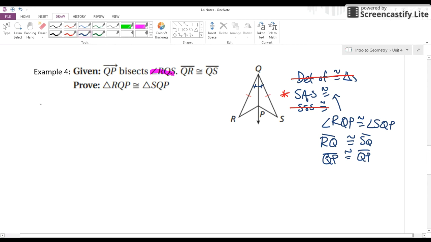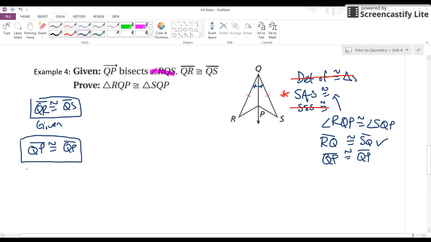So QR is congruent to QS. That's handy. That's given to me. And that's right here. Check. Okay. And then remember, if you see something congruent to itself, what is that reason that we're going to be using more often than you think here? That's right. That should be the reflexive property of congruence.